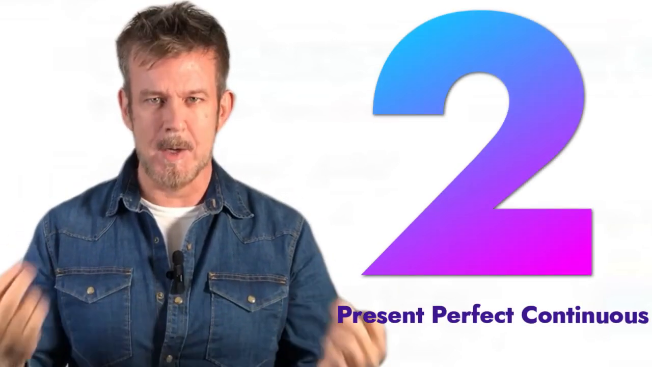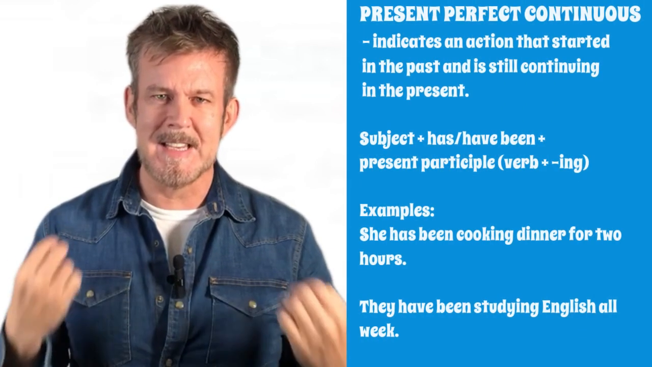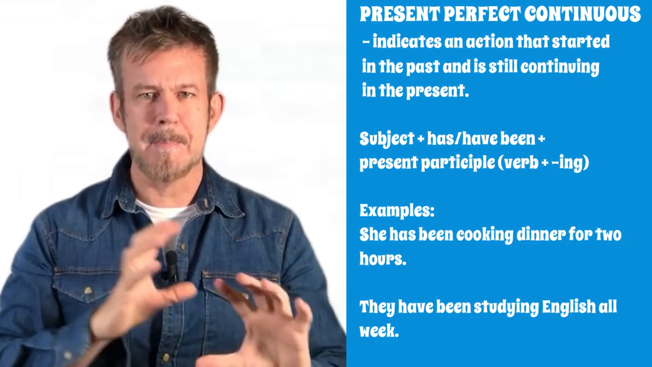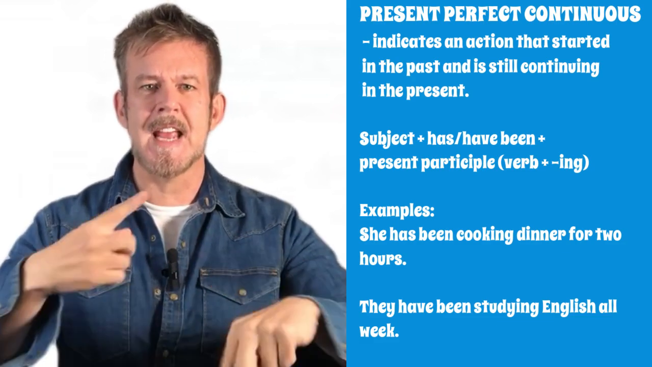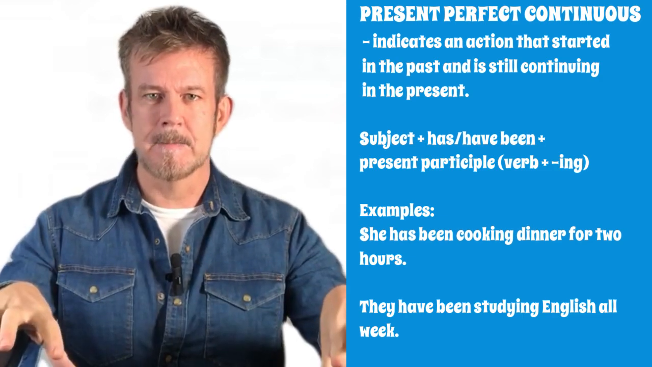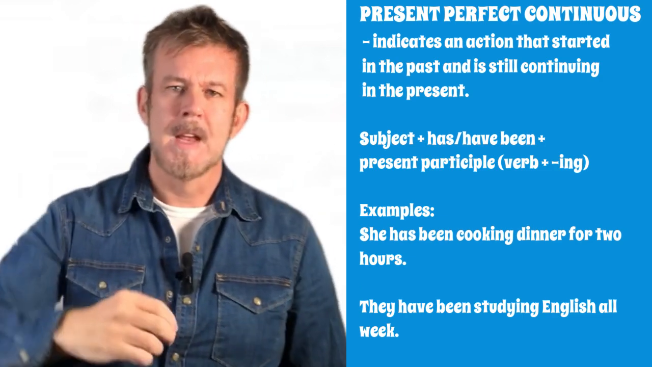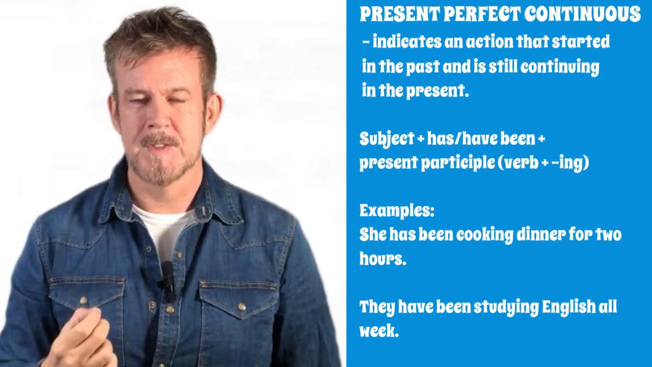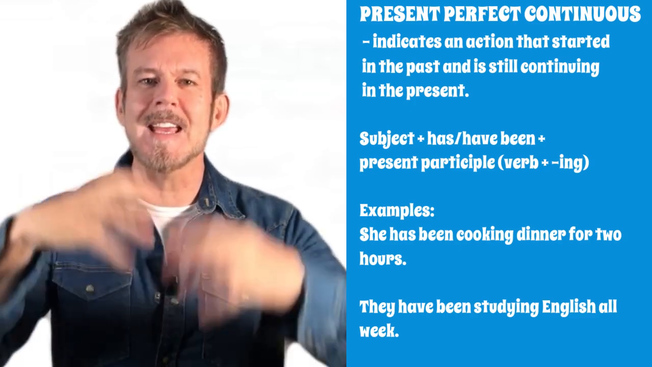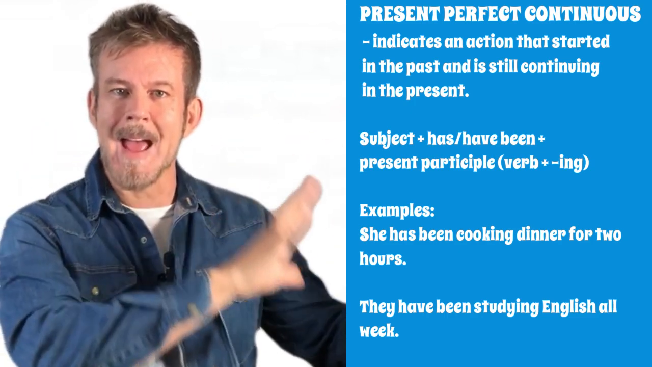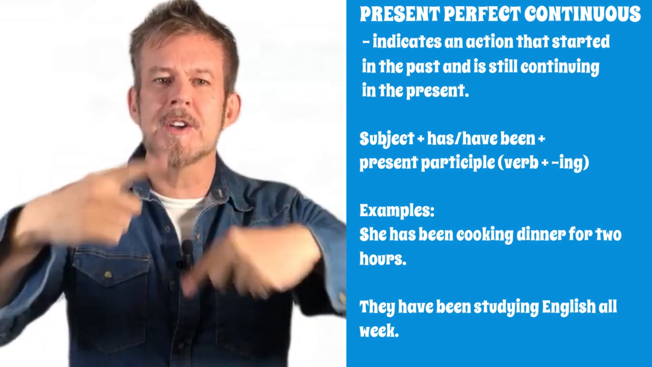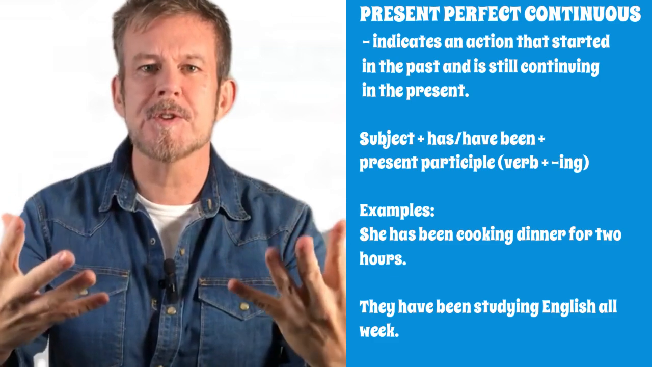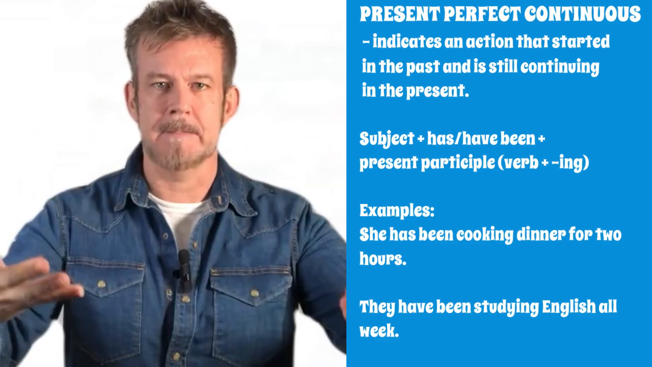Present perfect continuous. This tense indicates an action that started in the past and is still continuing in the present, right now. So, she has been cooking dinner for 2 hours. So, this tells us that cooking dinner started in the past and is still ongoing in the present moment. So she's been cooking for 2 hours, she's still cooking.